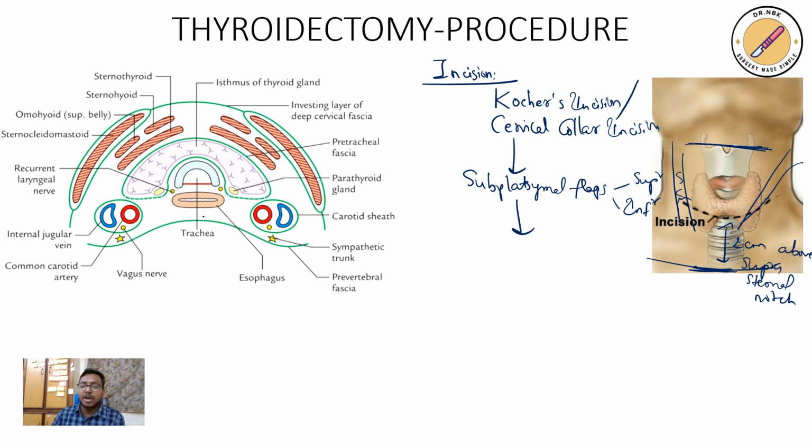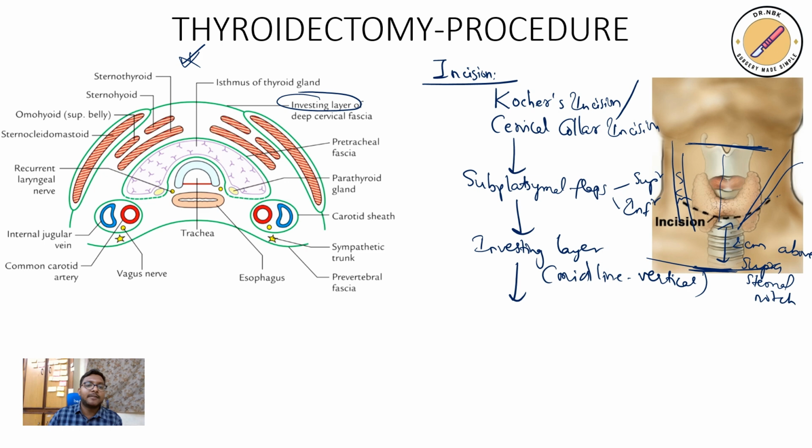Once you raise the flaps, now you can take the help of this diagram. We need to remember this diagram. So after you raise the flaps, you will be visualizing something called the investing layer. So you will make a midline vertical incision like this at the level of the investing layer of deep cervical fascia. After that, once you open the investing layer here, what is the next thing you are going to see? They are nothing but your strap muscles.